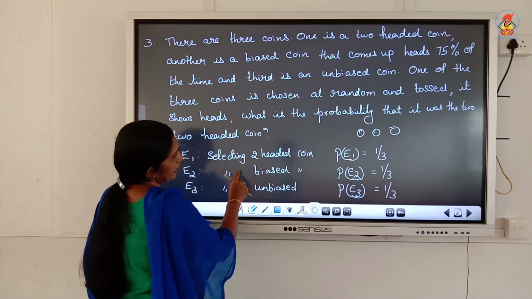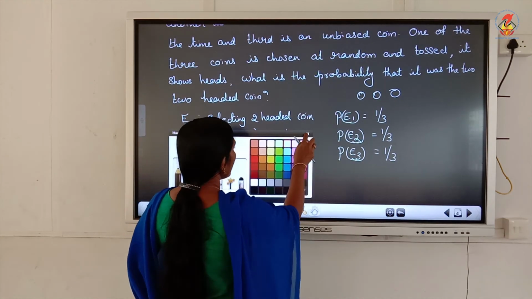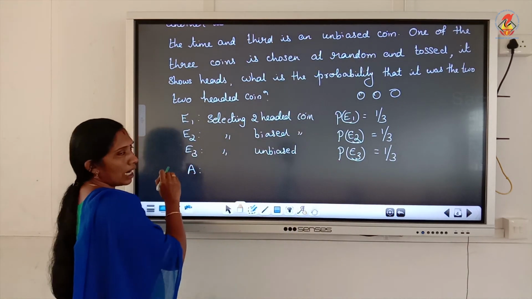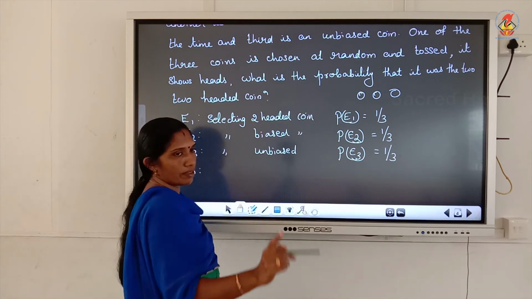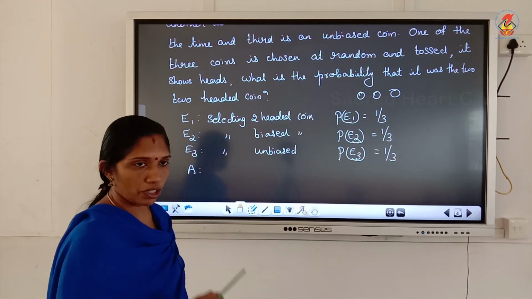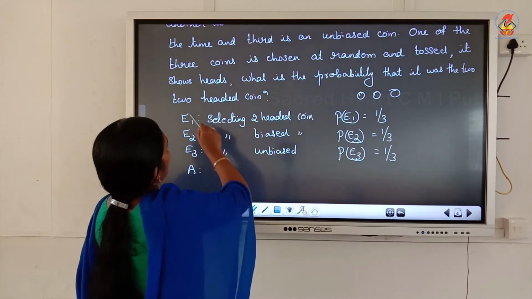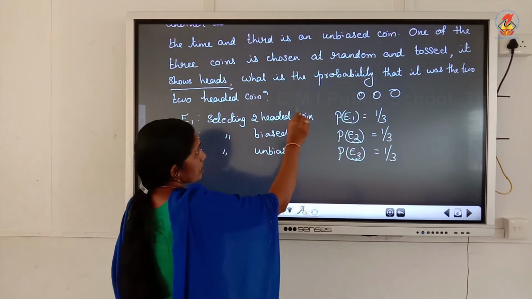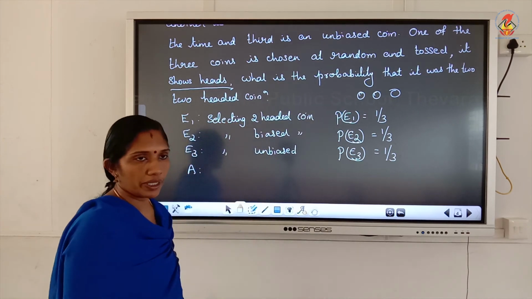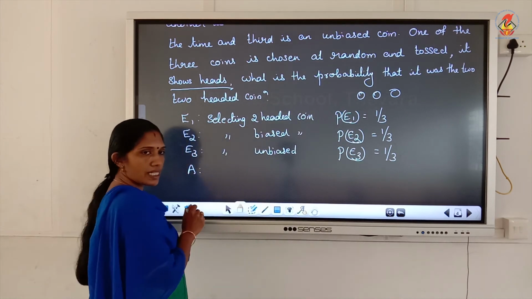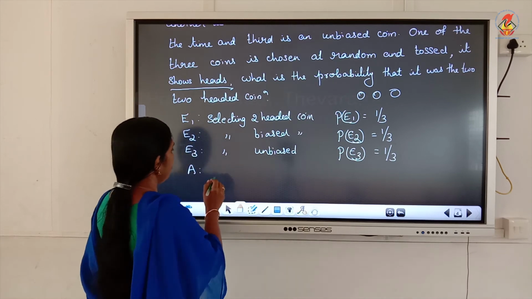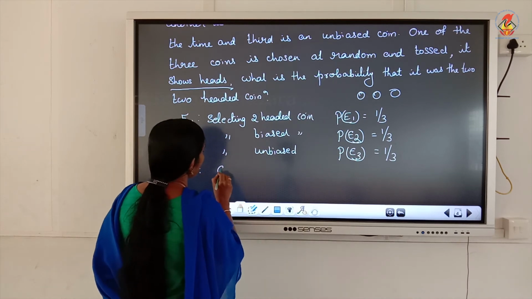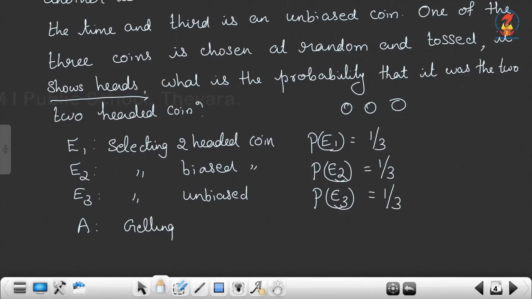Now define the event A. What is A? After selecting the coin, you have to select one of the coin, then toss it, then it shows heads. Then what is the probability that it was two-headed coin? That's the question. So A means getting a head. Head appeared or getting a head, that is the event A.